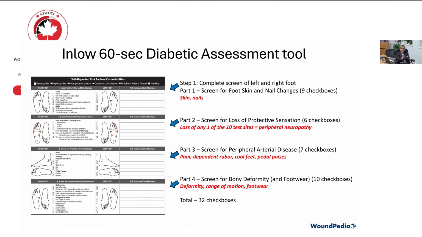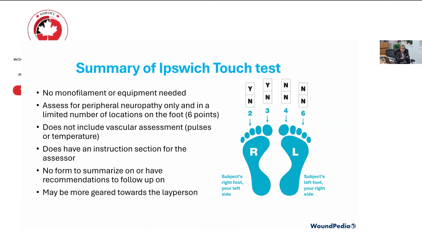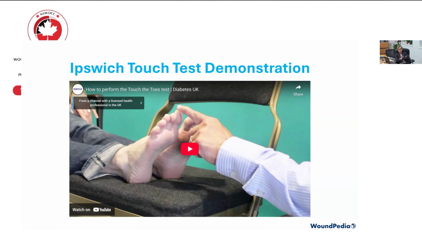You're going to do this tool, it takes about half an hour. It's very hard to build this into busy schedules if you're going to do a screen. Next slide. Here you see a summary of the NSWOCC test. No monofilament or equipment. Testing for neuropathy does not include vascular assessment, does have an instruction session, no form to summarize, and it may be more geared to the lay person. And this is where I'll show you very quickly. You ask the patient to say yes or no, and you touch 4 toes.